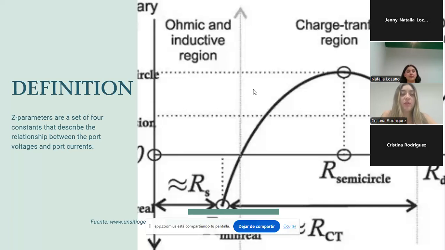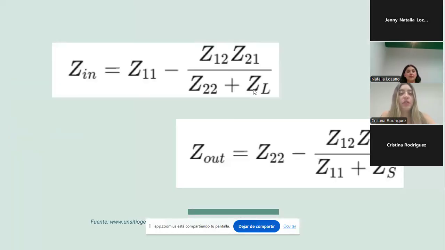Now let's use the Z parameters to find input and output impedances when a load is connected. For example, the input impedance with a load ZL at the output, Zin, equals Z11 minus Z12 multiplied by Z21, divided by Z22 plus ZL. This formula shows how the load at the output affects the input characteristics of the network.